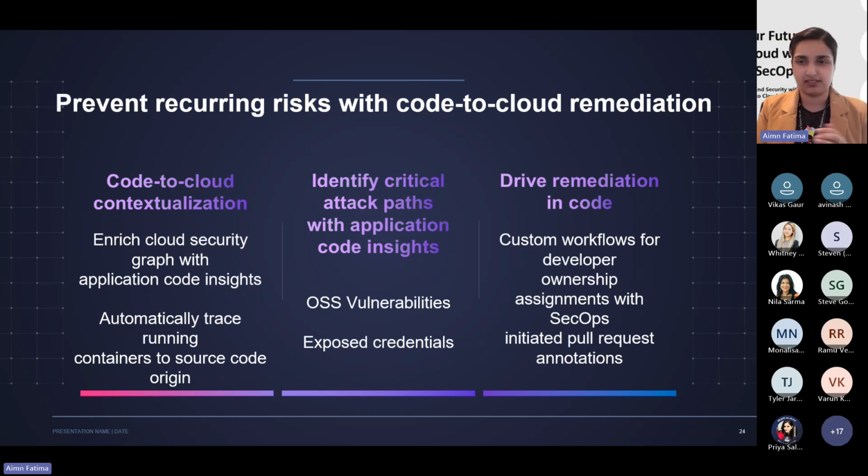Again, a lot of fancy words that I've added in here. This basically means improving the cloud security graphs with insights directly from your application code. It adds to your security data by connecting running containers that might be running in any of the clouds that you have connected back to their source code. And it allows us to trace and understand the relationship between the code and the actual cloud environment.